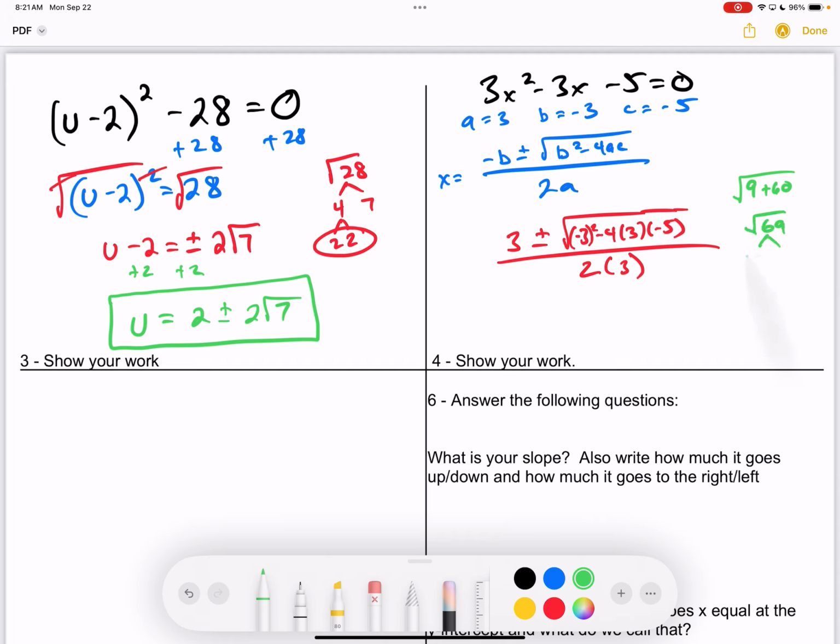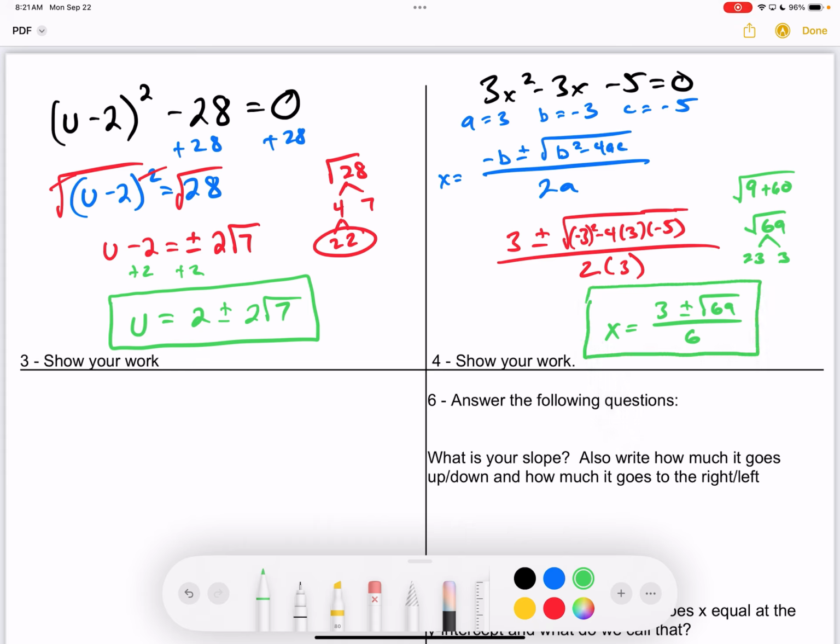The square root of 69 does not break down because 23 and 3 are both prime. So there's not a pair there. So my answer actually is, well, this will be my answer: 3 plus or minus the square root of 69, divided by 6.